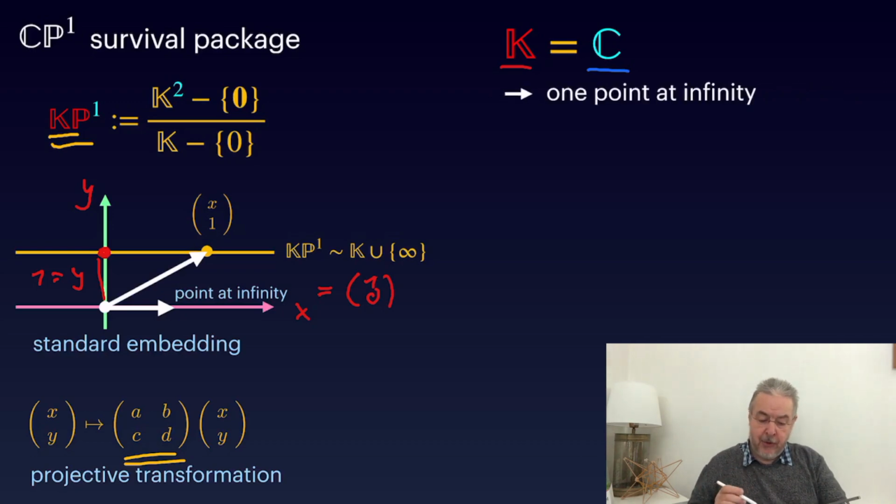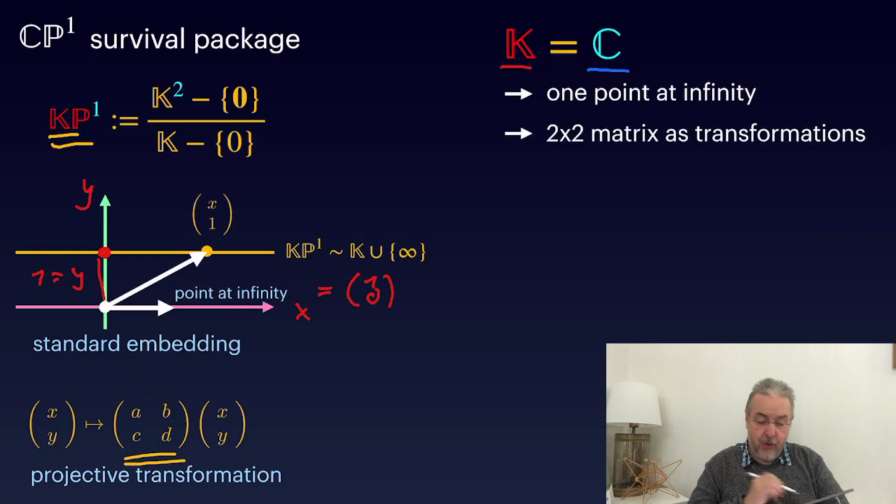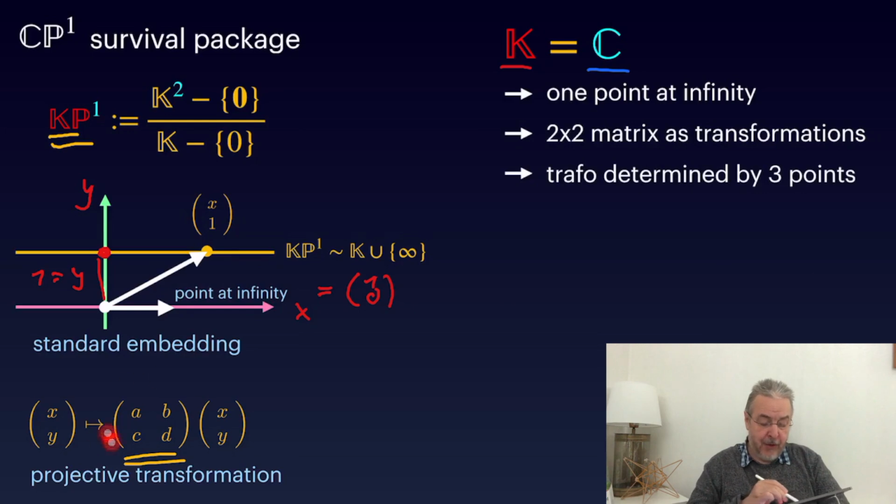So one of them is what you already saw here. We have this one point at infinity. I want to really give you a geometric interpretation of this one point at infinity. We saw that you have these 2x2 matrices as transformations. I also want to give you geometric images of those. And, well, if you have these 2x2 matrices, as in any space of projective dimension 1, the images of 3 points, so you have a pre-image and an image pair, and you have given that 3 times, determines a projective transformation, and we will make use of that.